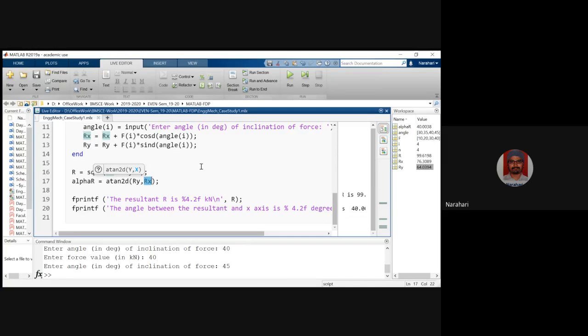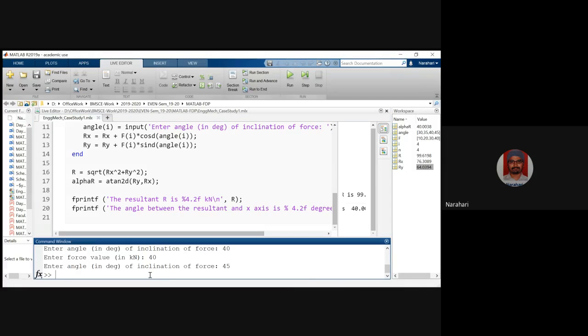Tan inverse of 5 by minus 3. What angle should you get? Okay, let me show you here. See, 5 comma minus 3. atan2d, where d is nothing but degrees.